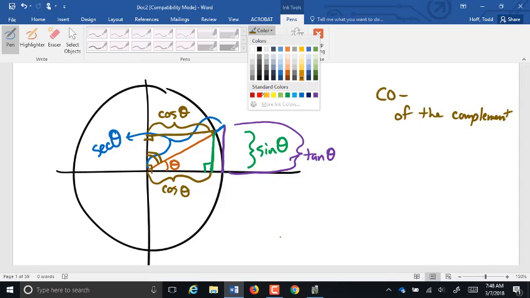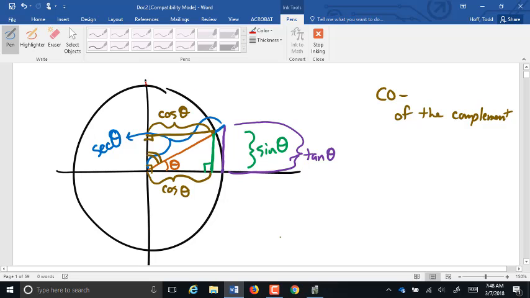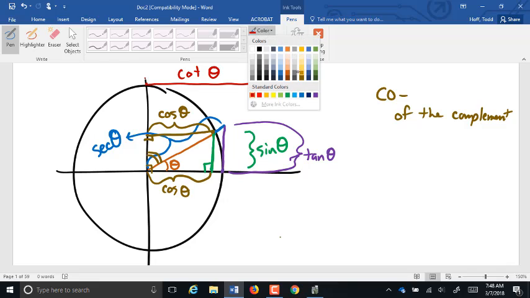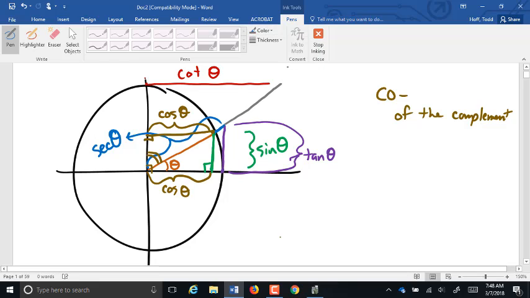As we continue on, cotangent, we're using the vertical axis now as our reference axis. The cotangent is the tangent off the vertical axis. And the cosecant is then that distance where it meets the cotangent. Yeah, the secant meets the tangent, the cosecant meets the cotangent.